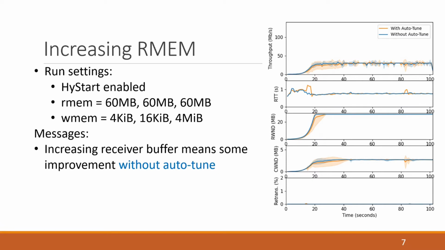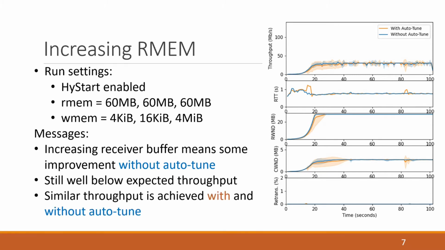The takeaways from this are that increasing the receiver buffer means some improvement without AutoTune, but no improvement with AutoTune, and that we are still well below our expected throughput on our link. And importantly, we learn that when we set the default or starting size and the maximum size of the receiver memory to be the same, runs with and without AutoTune perform very similarly to each other.